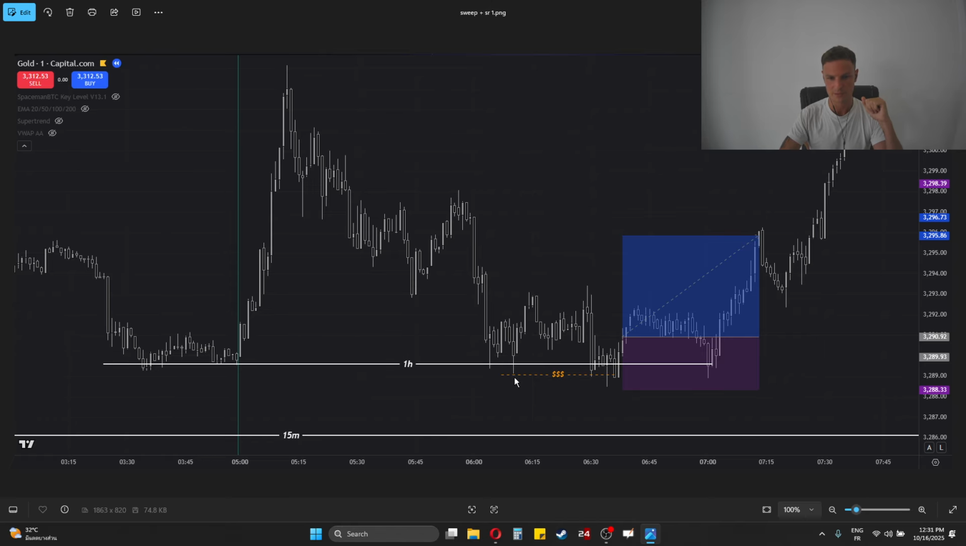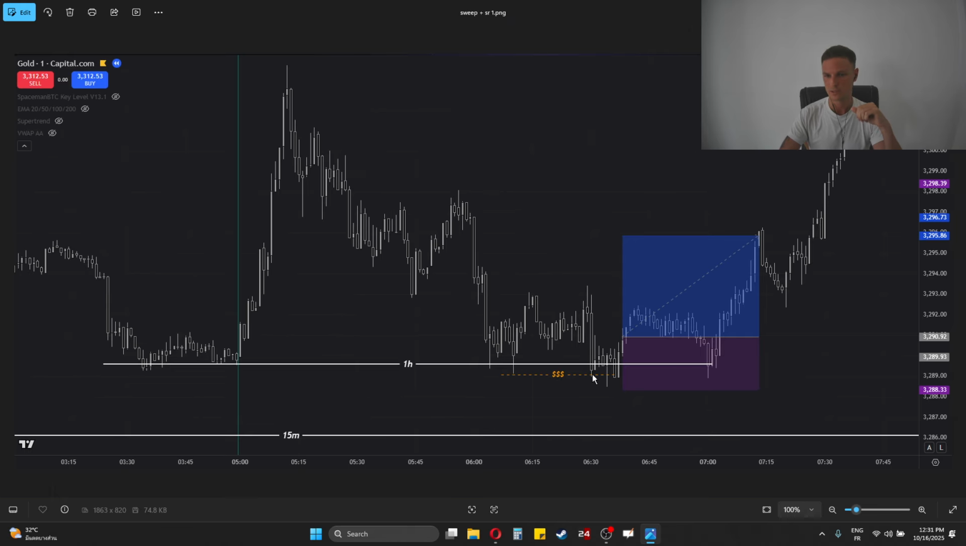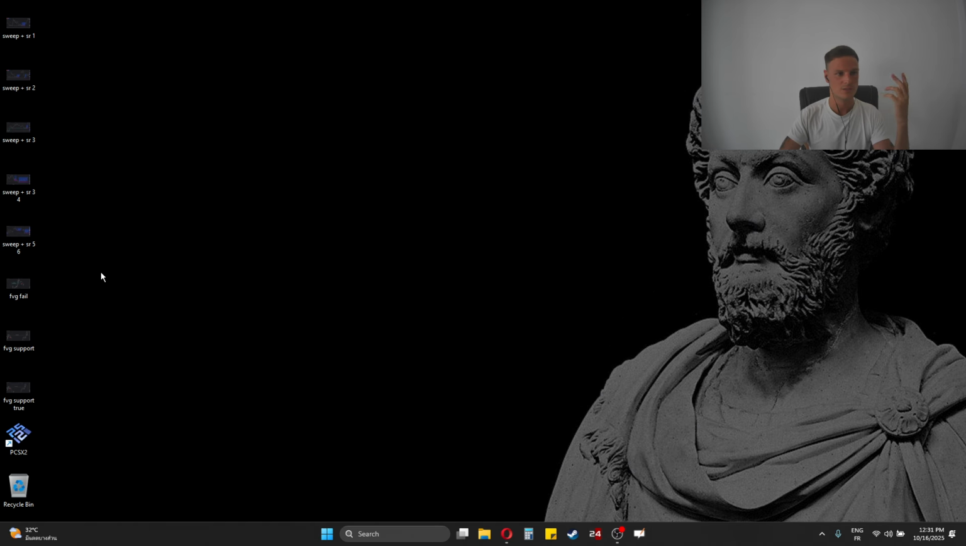Can I zoom in here? Yeah. We take this low, and then we reclaim that. We kind of close below the 1 hour. We reclaim it with volume. We have some strong buyers. Okay, you can take a long there. Eventually we retest that level and we go up. Okay, that's an interesting trade.